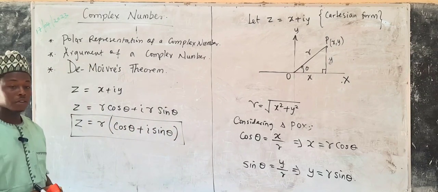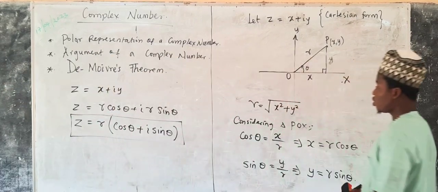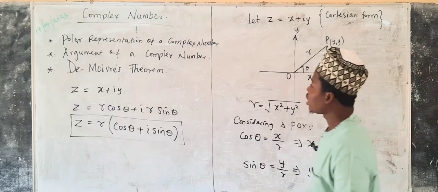So is that clear now? Let's get this done quickly. Then we will have one or two problems and solve them, so we can get the polar representation.